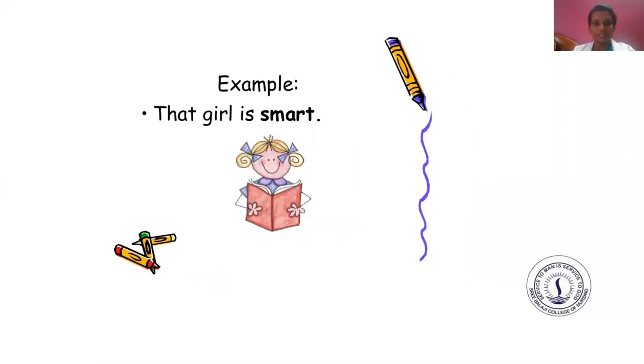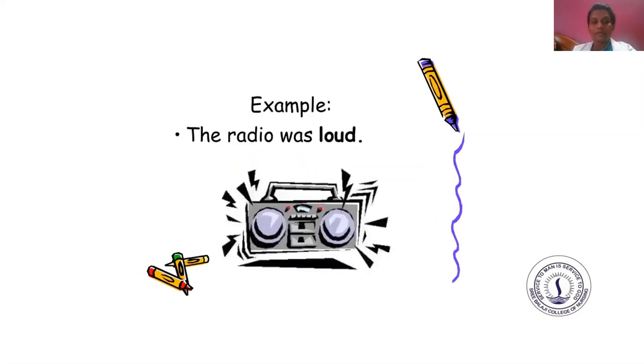That girl is smart. This is another positive degree example. Smart is an adjective and you are describing only one girl and you are saying that girl is smart. The radio was loud. Here you are describing the noun, the radio, and you are saying it was loud.